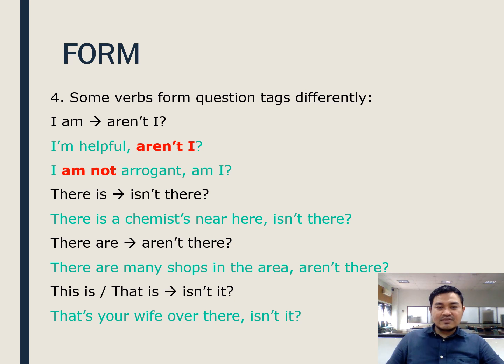"There is" should be "isn't there." "There are" should be "aren't there." "That is" or "this is" should be "isn't it" or "isn't that." That's very simple to use. Yet if you have no more practice in how to use the question tag, it would be very difficult for you, because language is only about practice and practice. So you would have the habit of using English.